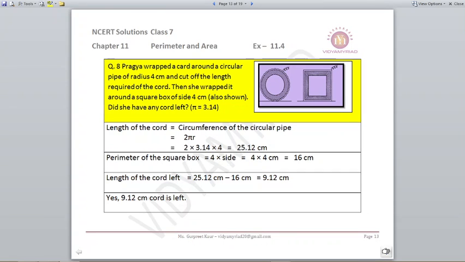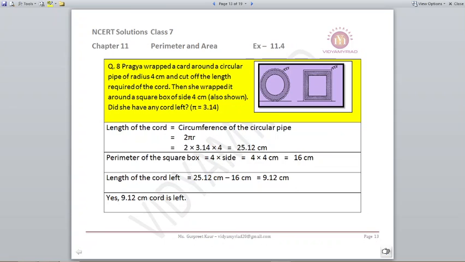Question number 8. Pragya wrapped a cord around a circular pipe of radius 4 centimeters and cut off the length required of the cord. Then she wrapped it round a square box of side 4 centimeters as shown. Did she have any cord left? Pi to be taken as 3.14.